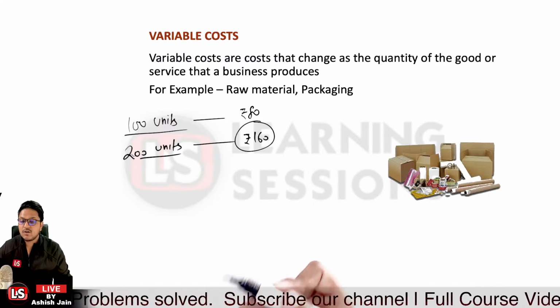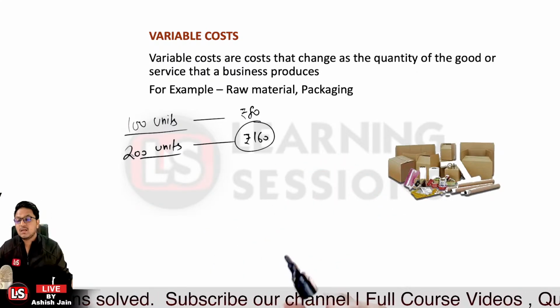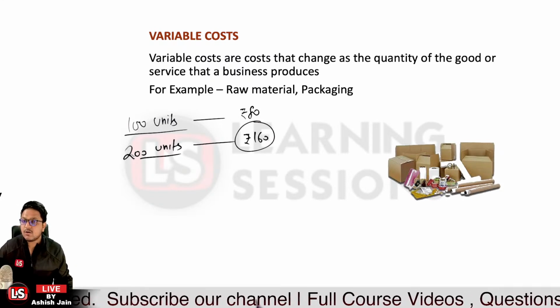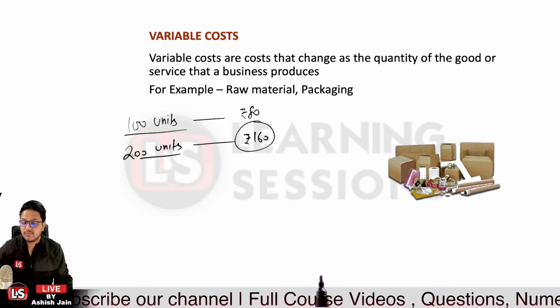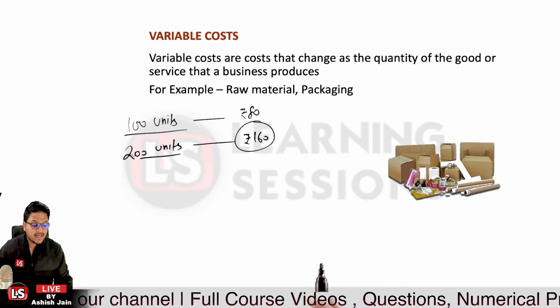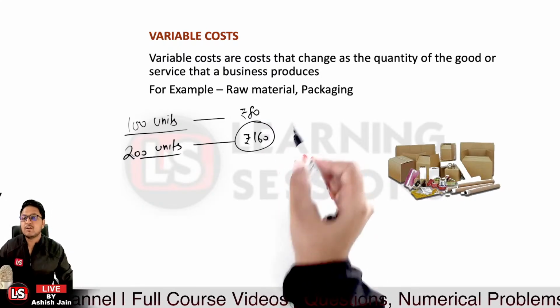Now you can see that with the increase or decrease in the production, the related cost is being altered. So in that case, it is said to be what? It is said to be the variable cost.